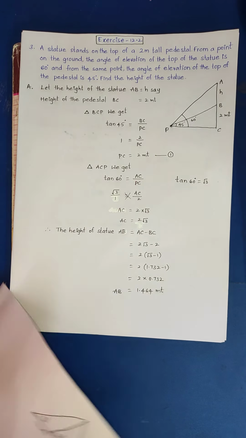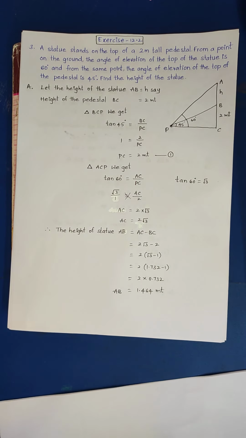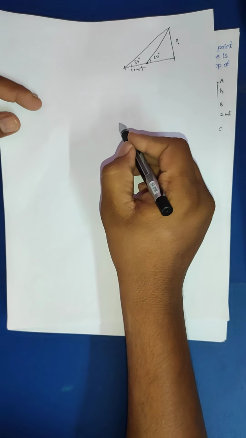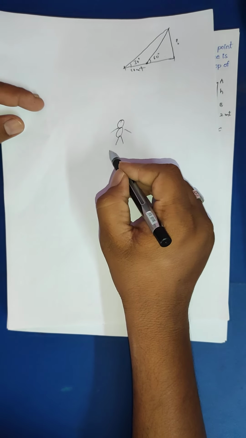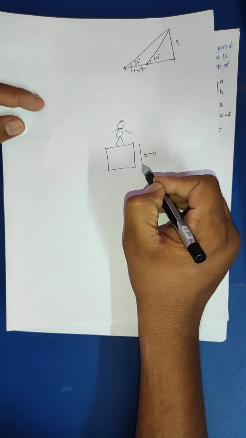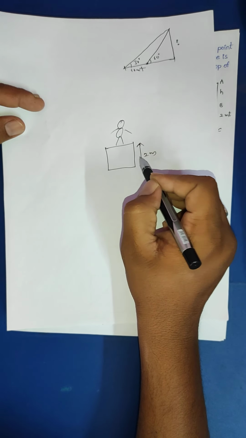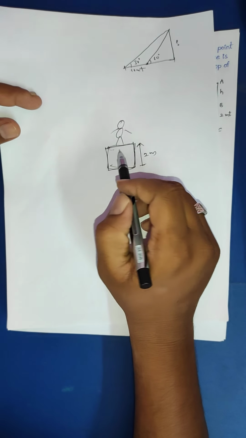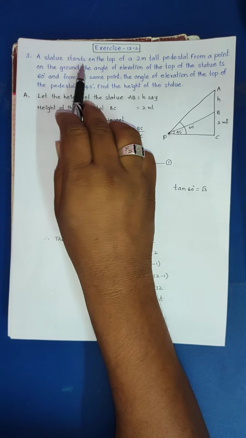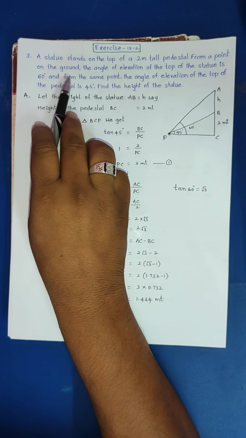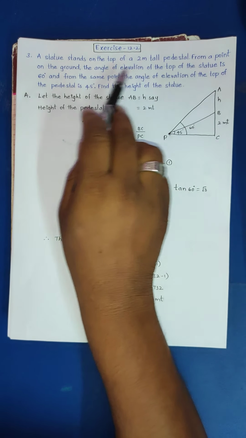A statue stands on the top of a 2-meter tall pedestal. What does pedestal mean? A statue stands on a 2-meter tall pedestal. This is the stand to place a statue. Understood? Okay, this is called a pedestal. A statue stands on the top of a 2-meter tall pedestal. From a point on the ground, the angle of elevation of the top of the statue is 60 degrees.